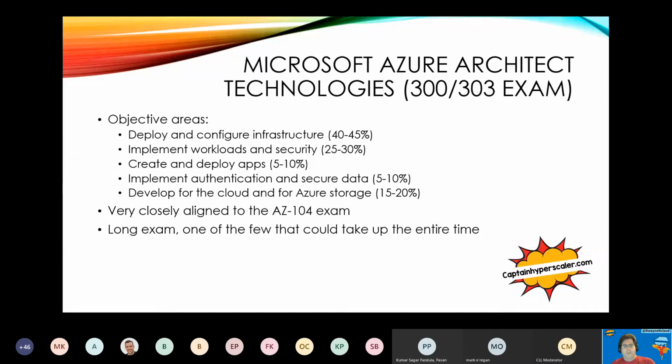You have the deploy and configure an infrastructure as the highest weighted area, and Microsoft does a good job of weighting these areas for you so you can understand the focus to where you want to put your time in.